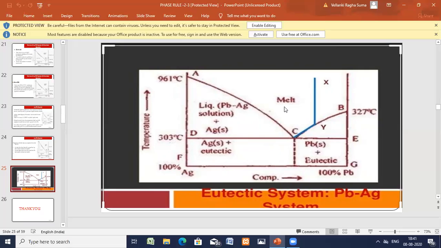F is 0 there. In the first area, F is 2, a bivariant system. In the second area, third area, fourth area, and fifth area, F is 1, a univariant system. At point C, the eutectic mixture, it is invariant. All the phases are in equilibrium. That is the eutectic point. I hope everybody has understood my session.